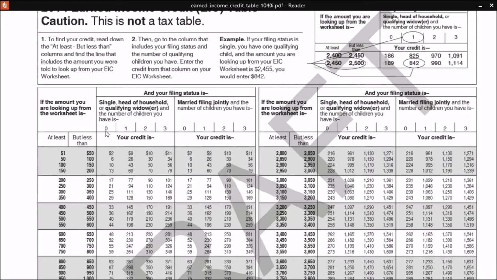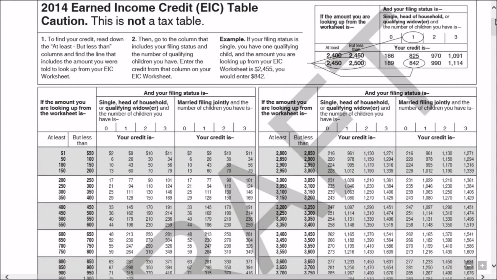There's an Earned Income Credit table, which is here. Let me scroll up on that. Okay, there you go. Earned Income Credit table. This is 2014. However, if you look in this area right here, I want you to focus down here. It says at least but less than. So these are brackets and they're $50 intervals. So a person earning between $1 and $50 with no children would get $2. With one child, $9, and with 3 children, he or she would get $11. So that's how that works.